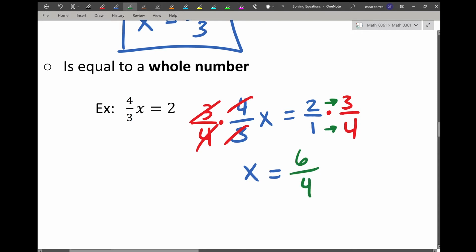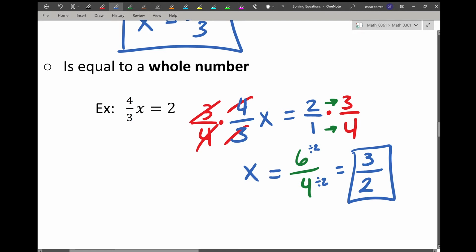Now the only issue with this answer is it's not simplified all the way. If we simplify it, you need to figure out what number goes into the 4 and the 6. That would be a 2. How many times does the 2 go into 6? It goes into 6 3 times, and 2 goes into 4 2 times. So my final answer ends up being 3 over 2.